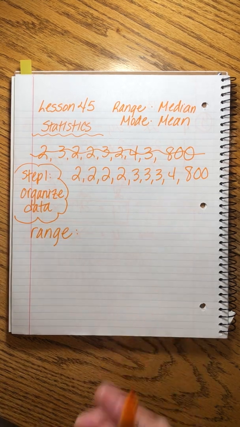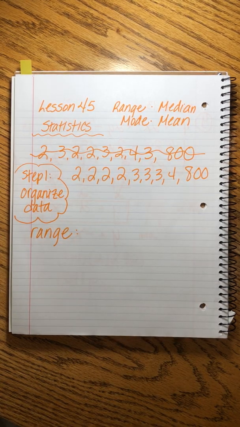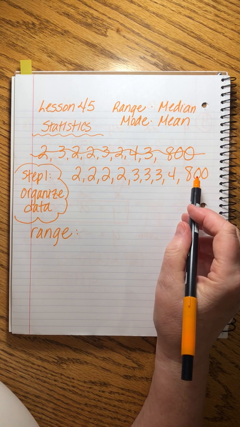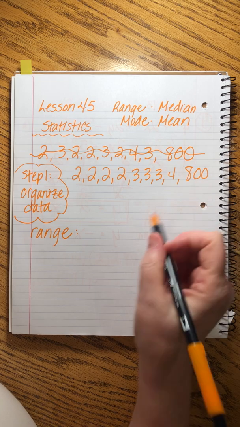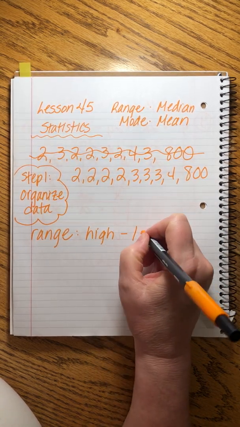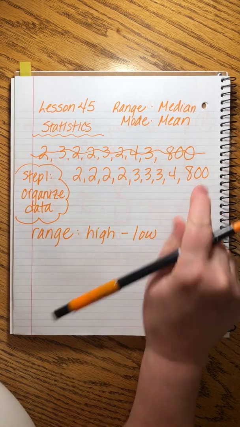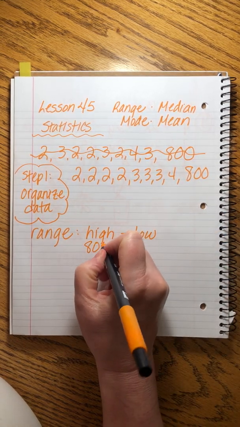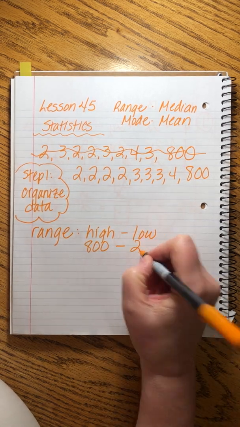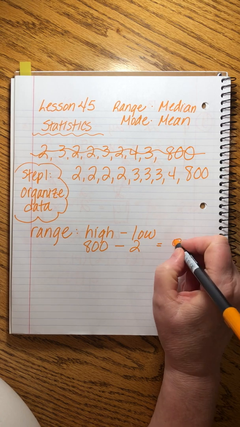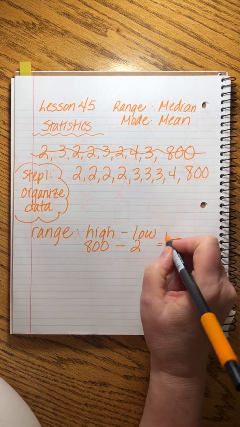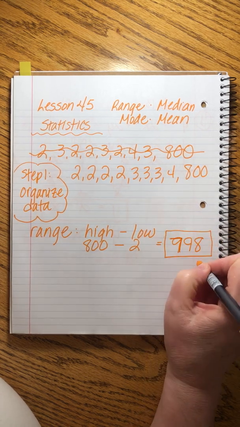The range captures how broad the data, how broad of a dispersion is the real word, but I don't want to use it. The spread. So we take the high number and we subtract the low number. In our case, the high number is 800 and the low is 2. So this data set has a range of 798. That's a 7. Okay, that's the correct answer.